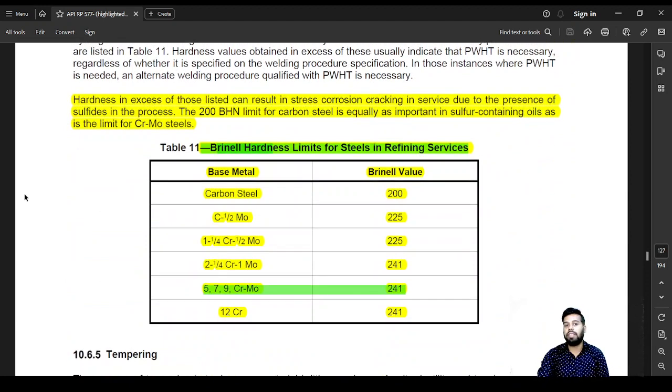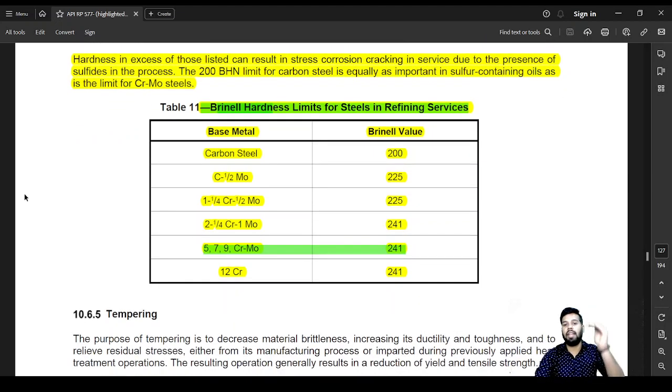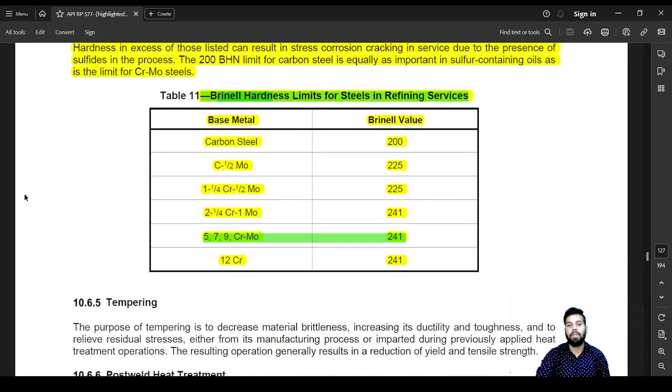Hardness in excess of those listed can result in stress corrosion cracking in service due to the presence of sulfides in the process. A 200 BHN limit for carbon steel is equally as important as for sulfur-containing oils, and is limited to chromium-moly steel. So for carbon steel, these are the limits for hardness value. Okay, carbon steel 200, and for different steels, there are different values.